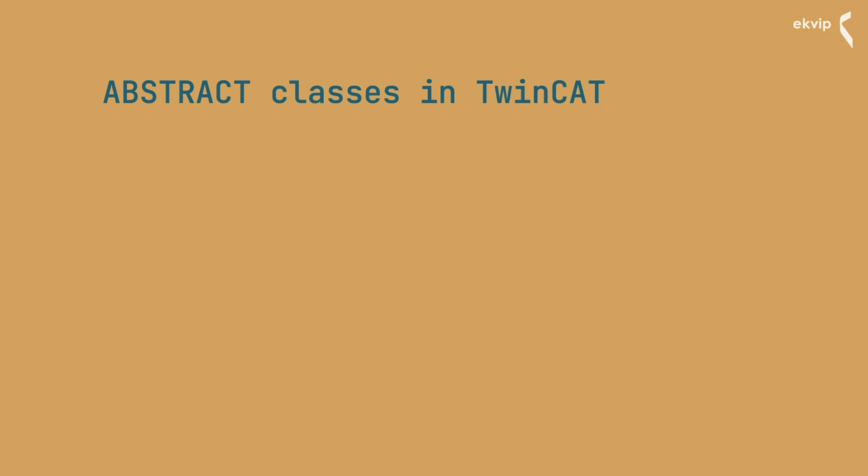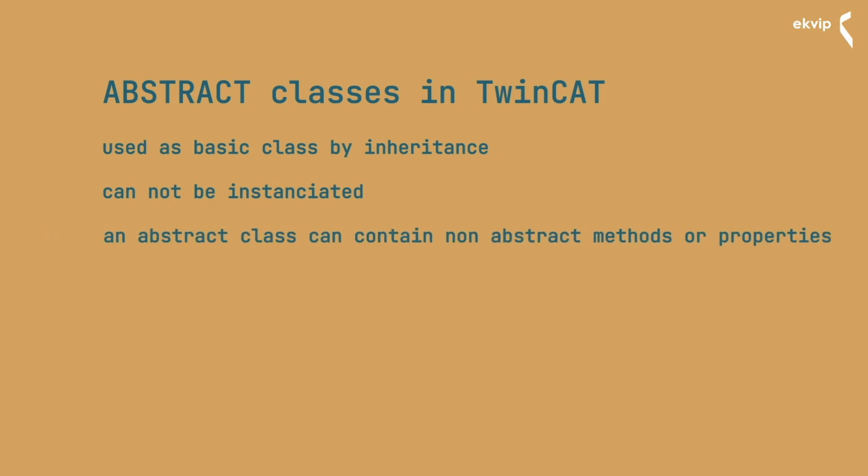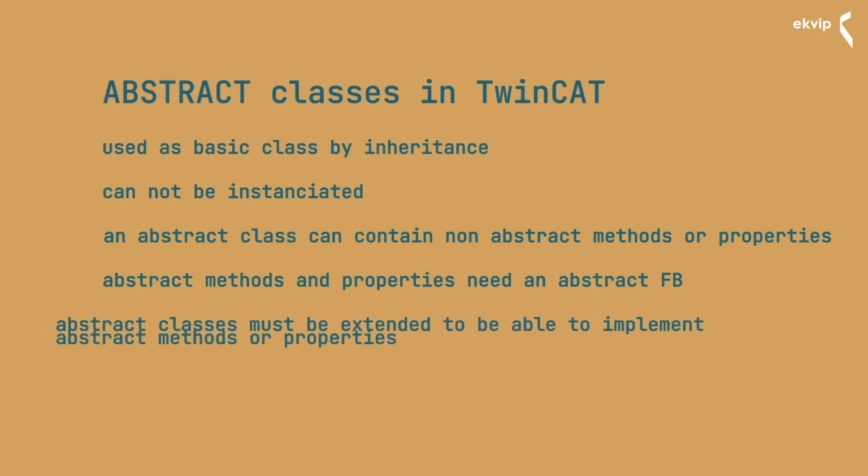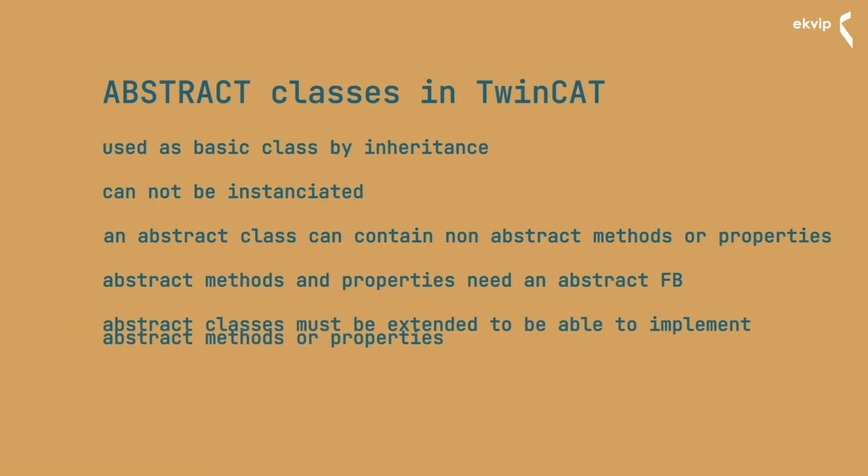Back to our abstract keyword in TwinCAT. An abstract class is used as basic class by inheritance because it cannot be instantiated. An abstract class can also contain non-abstract methods or properties. If you use abstract methods or properties, they only can contain declaration, no implementation. If you use them, the FB, which contains them, also needs to be abstract itself. And abstract classes must be extended in order to be able to implement the abstract methods or properties.